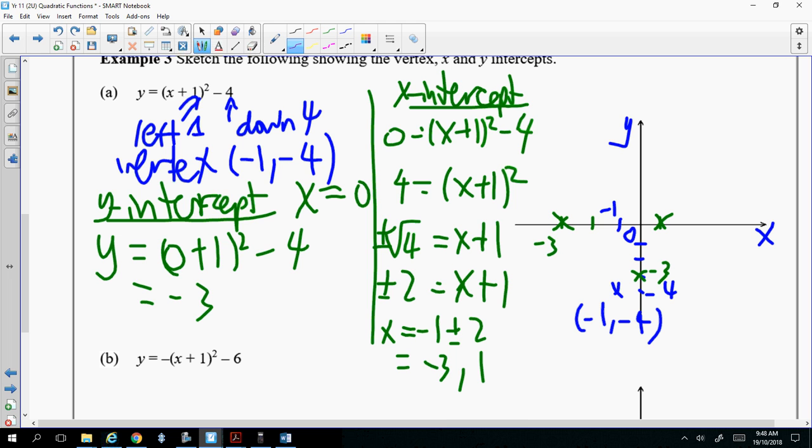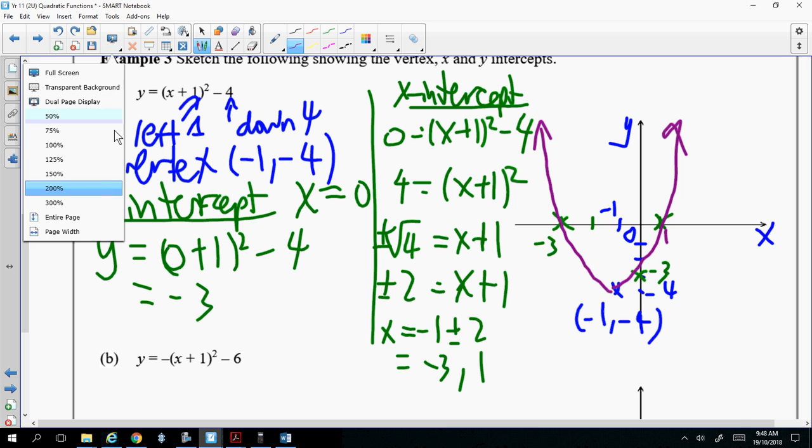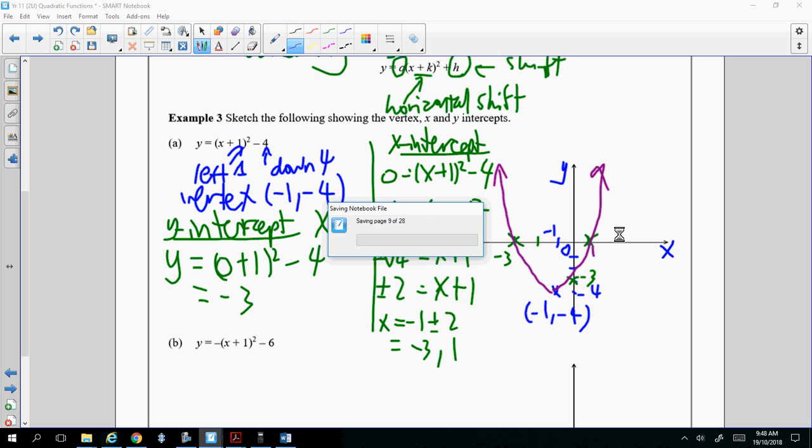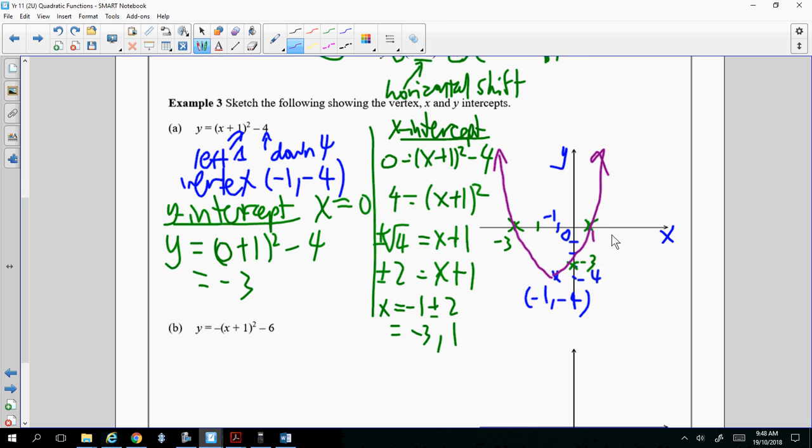So in this form, you work out the vertex first. Work out the x and y intercepts last. Try the next one. It's the same thing. Work out the vertex and draw. And then you can start the work, which is exercise 9.1.